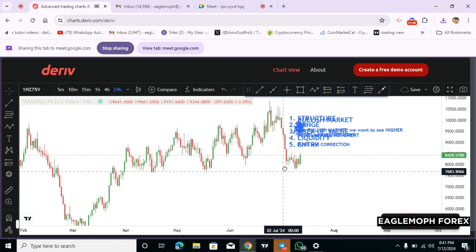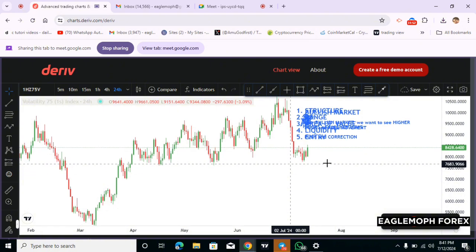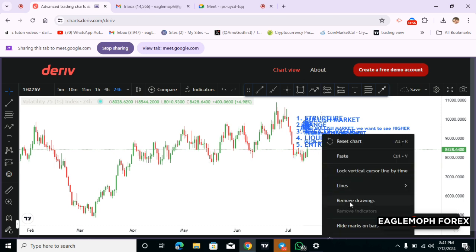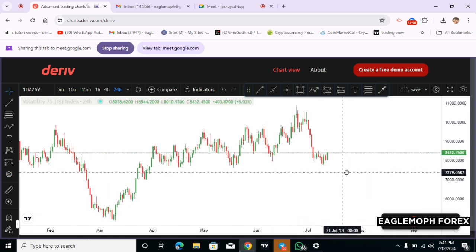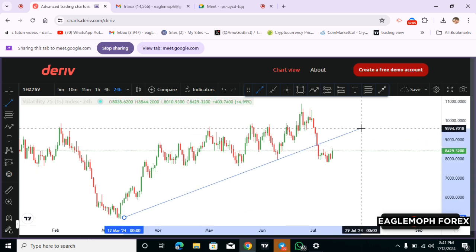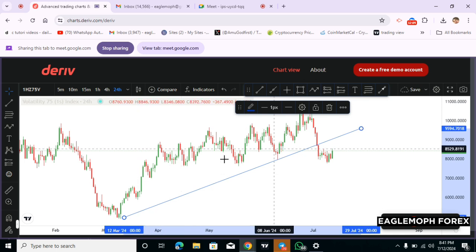Okay, good. Let me remove these lines. So this is a very good example of a bullish market. Why? Because if I just draw something here, basically I can see the prices are going up, prices increasing. That's like the general market movement. The market is going bullish, the prices are increasing.